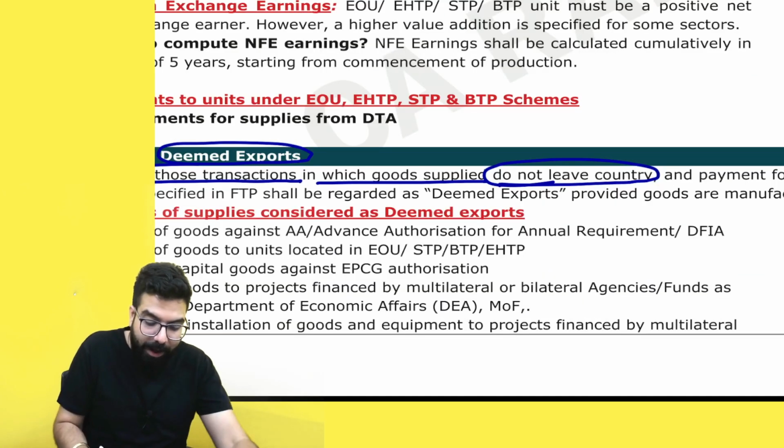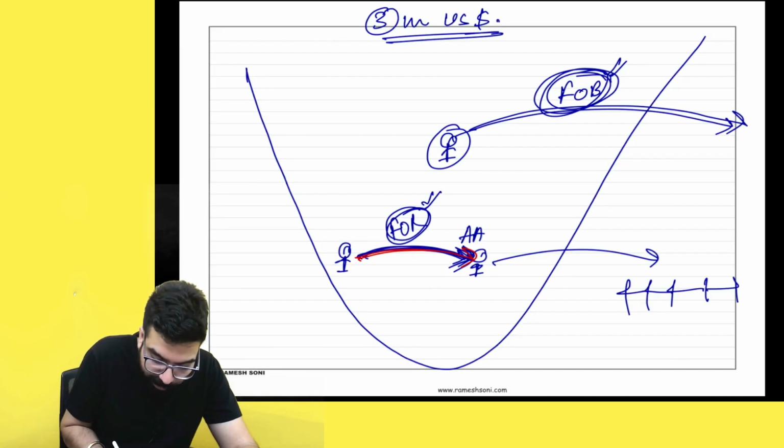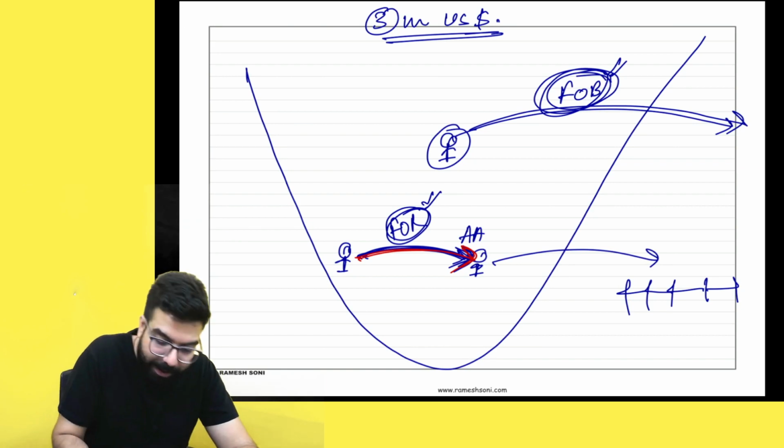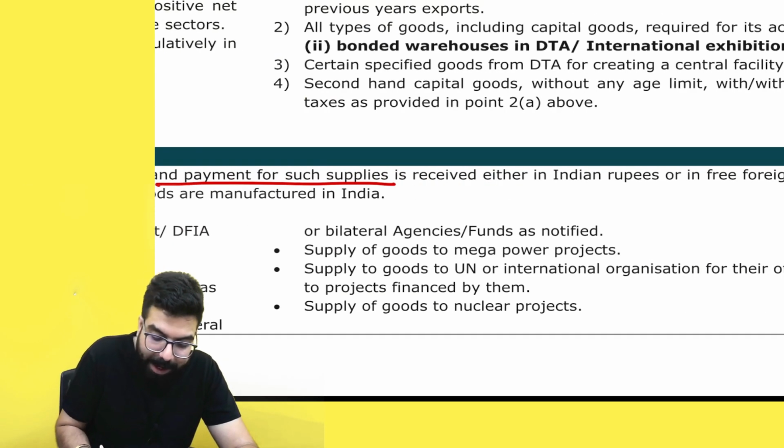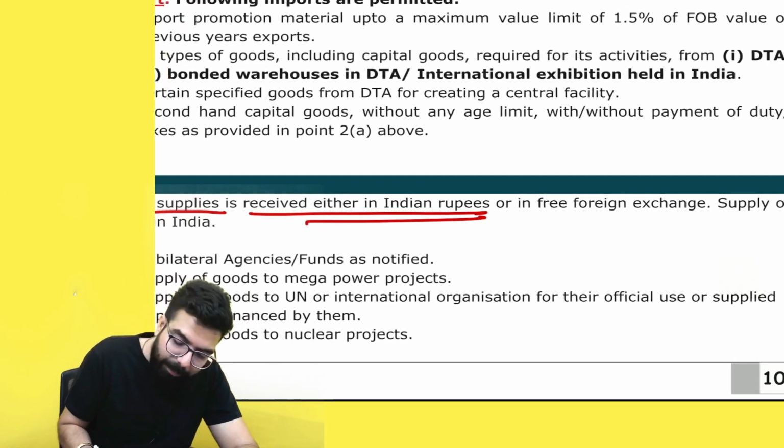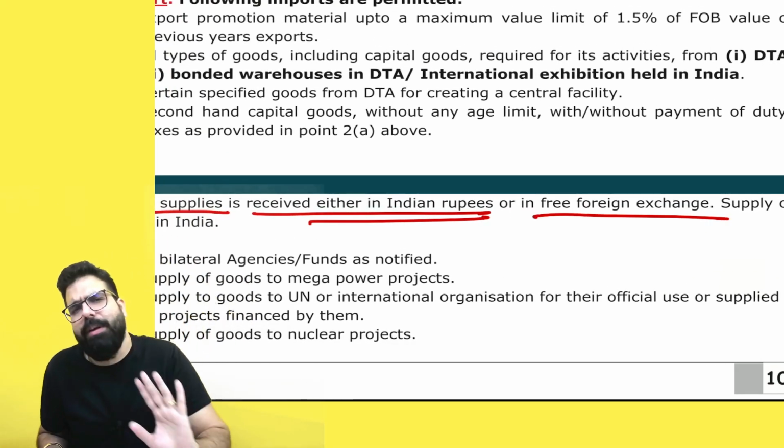So, what they are telling is, even though the goods don't leave India, meaning you are supplying to this person, even though goods are not leaving India, and payment for the supply might be received in INR or it can be received in foreign currency. Doesn't matter, even if you have received INR.